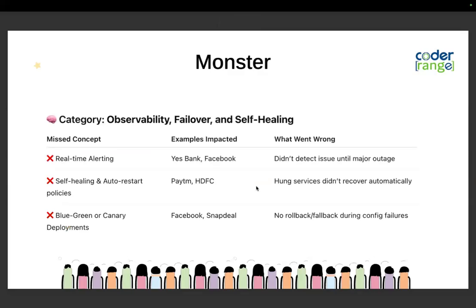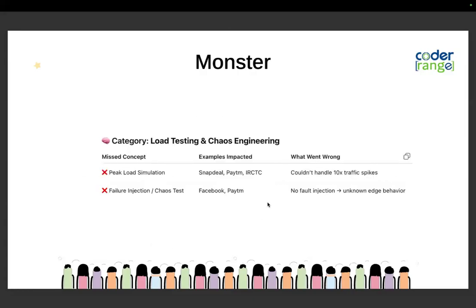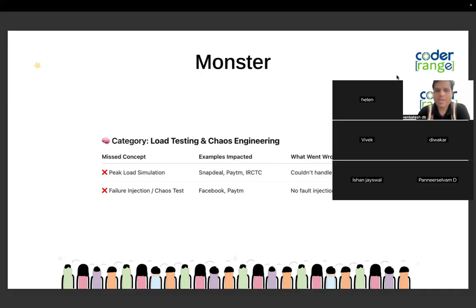So the main thing is that observability, failover and self-healing are still very important. Real-time alerting, which Facebook did, and Facebook and Snapdeal had issues with blue, green and canary deployment. So load testing is very, very important. Still, you see a lot of organizations doing load testing. They ask whether they can handle 10x traffic. Because even Flipkart and Amazon have Big Billion Days, they do load testing at that time to see whether their user base can be larger and they can handle it. So it's all failure injection, whether it's Facebook or Paytm or whatever it is.